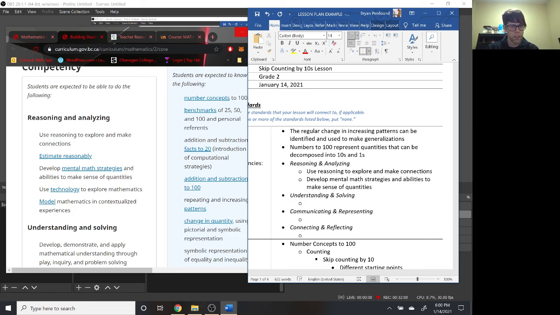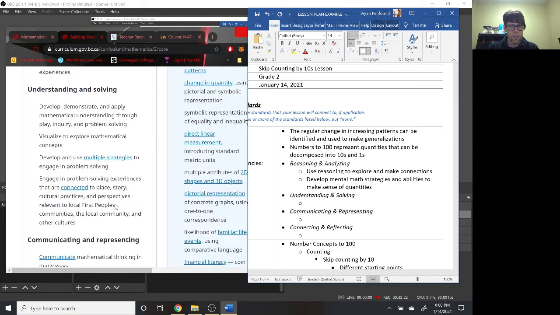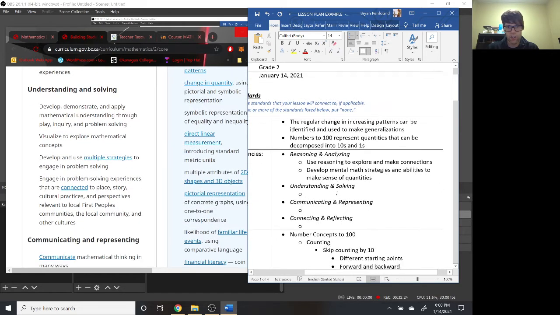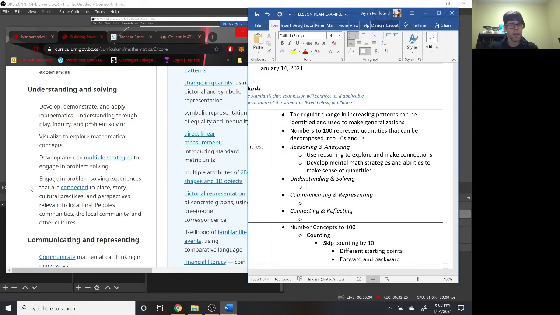Not really using technology. Model mathematics in contextualized experiences. We're not really modeling this in a particular scenario by any means, so I don't think we're really connecting it to that particular competency. So I think that's probably good for the reasoning and analyzing section. What about understanding and solving?